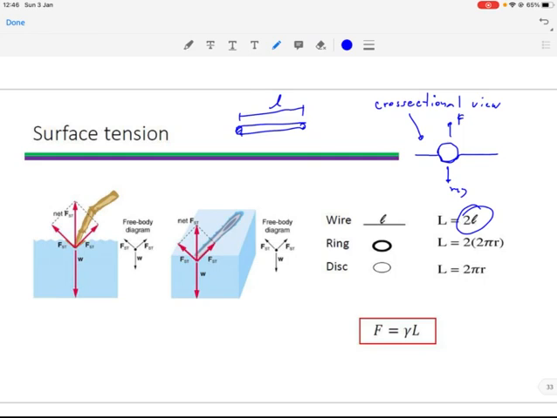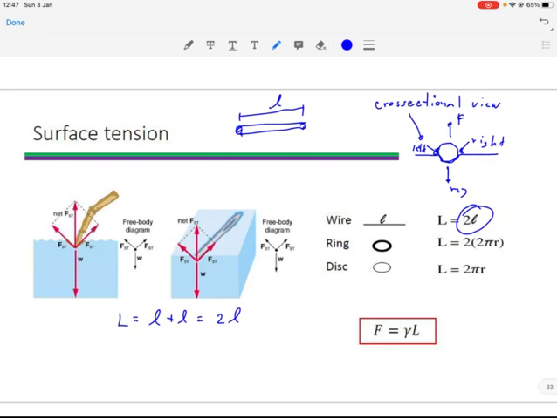Okay, small L. The contact length, we need to count 2 sides of the wire, because both sides of the wire, this side and this side, we call it left and right, are both in contact with the water, right? And the total L is L plus L or 2L.